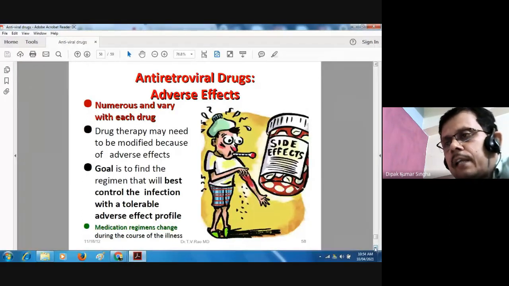The numerous antiretroviral drugs have adverse effects that vary with each other. Drug therapy may be modified because of adverse effects. The goal is to find a regimen that best controls the infection with a tolerable adverse effect profile, and the medication regimen can change during the course of illness.